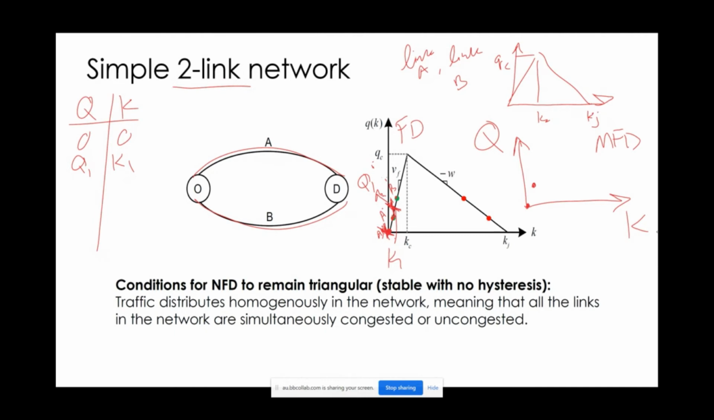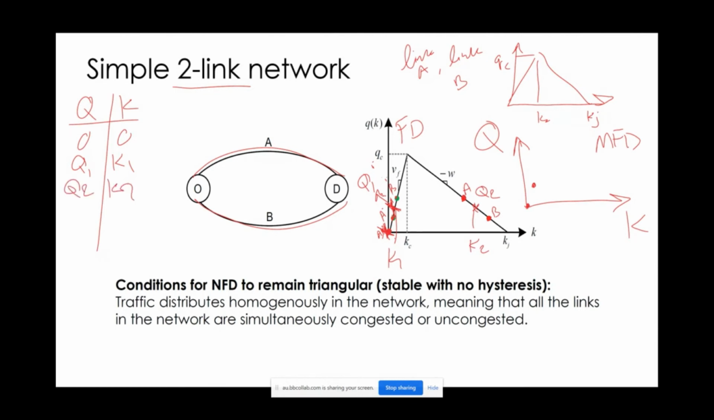Let's have a look at another example here. So imagine this is A, this is B. Link A is congested, link B is also congested. They are on the congested branch of the fundamental diagram. What is the average flow and average density in this network? It would be simply the weighted average of the densities and flows, right? So the average also falls somewhere in between, which is again exactly on the fundamental diagram. So let's call that K2 and Q2.